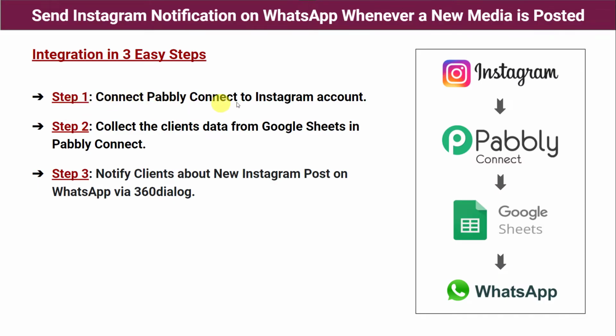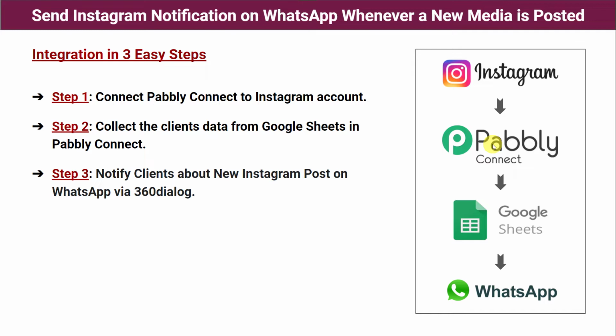Step 1. Connect Pabbly Connect to Instagram account. So first we have to go to Pabbly Connect and we have to create an integration between Pabbly Connect and Instagram account. Step 2. Collect the client's data from Google Sheets and Pabbly Connect. So at step 2, Pabbly Connect is going to capture the client's data from the Google Sheets. Step 3. Notify clients about new Instagram post on WhatsApp via 360 dialog. So at step 3, the clients will be notified about a new Instagram post on WhatsApp. And here we are going to use 360 dialog software application for sending the messages on WhatsApp. So in this way, we are going to create an integration between Instagram and WhatsApp using Pabbly Connect.